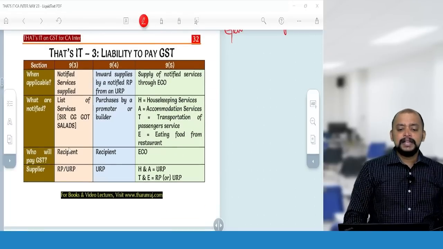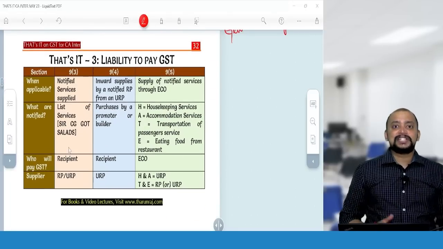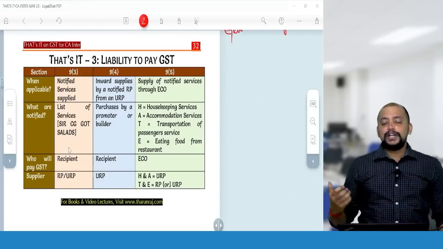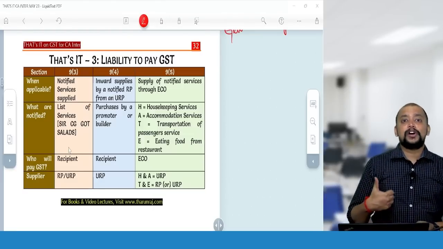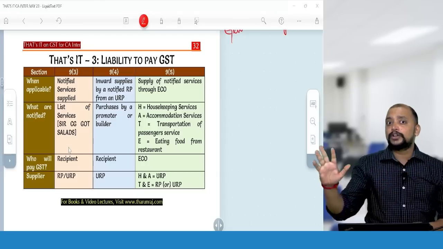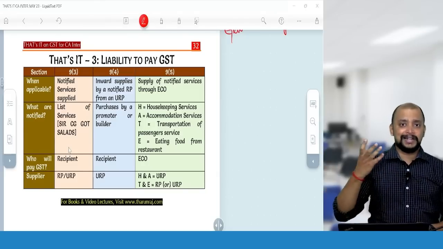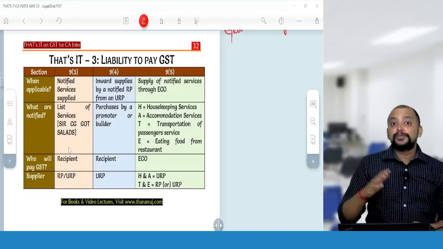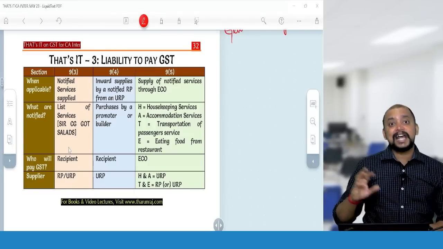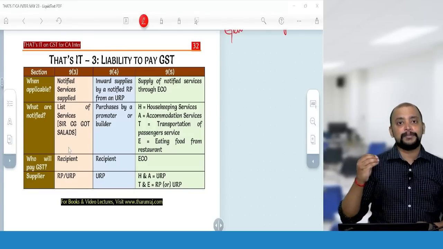Then next we have liability to pay GST, section 9. Section 9 subsection 1 talks about alcoholic liquor for human consumption. Except alcoholic liquor for human consumption, all other goods are covered under GST. Then 9 subsection 2 says that petroleum products are temporarily excluded from the ambit of GST, and as and when the GST council decides, they will come into the ambit of GST.